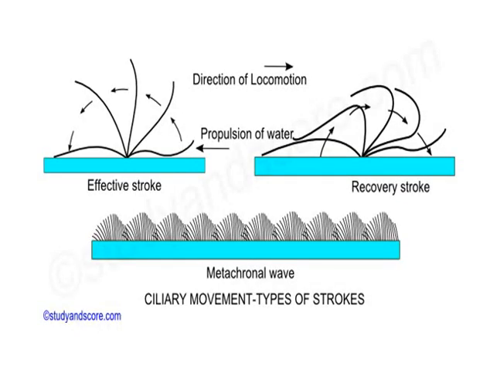So this is the movement of cilia, types of strokes, direction of locomotion. First of all, the effective stroke. The second one is the recovery stroke. The metachronal waves, you can see the ciliary movement, that is the third part of the diagram. You can see the ciliary movement, types of strokes.